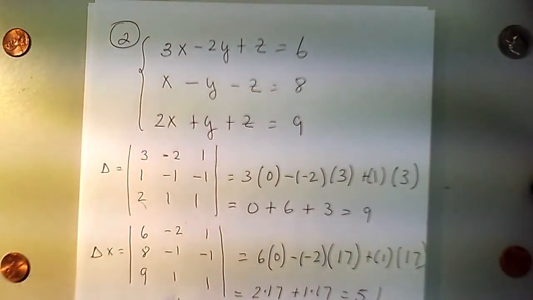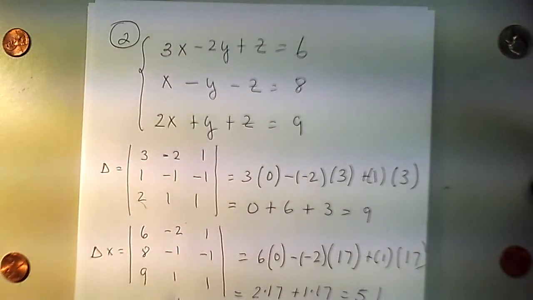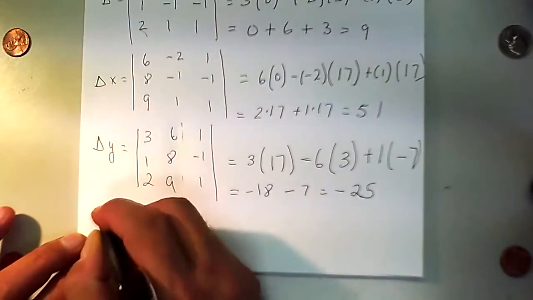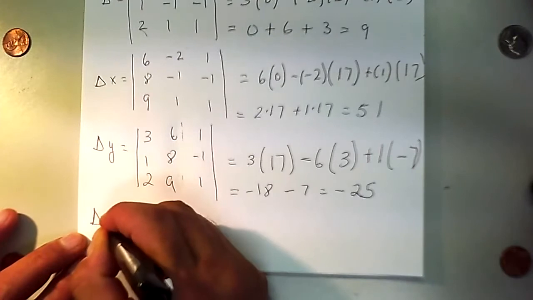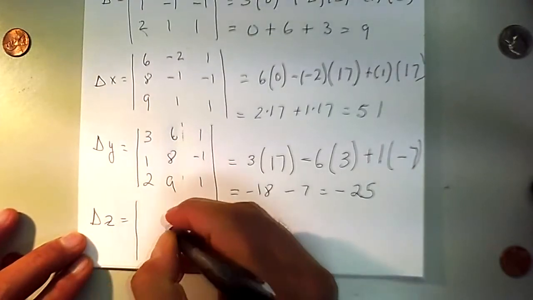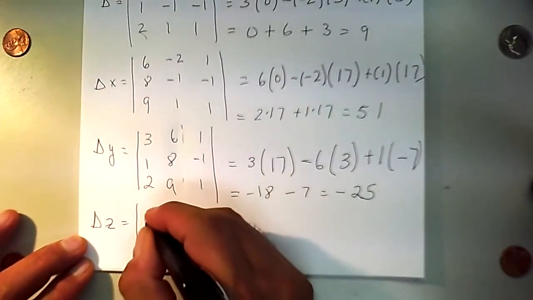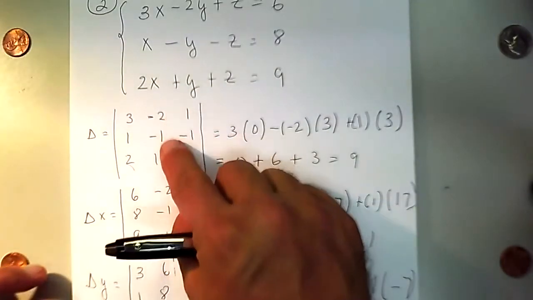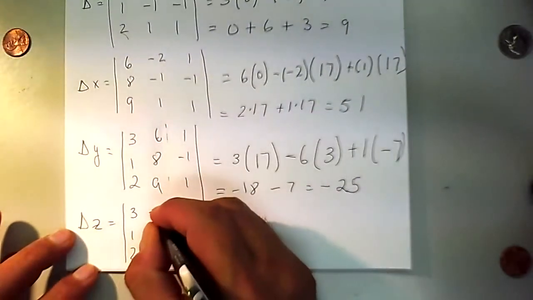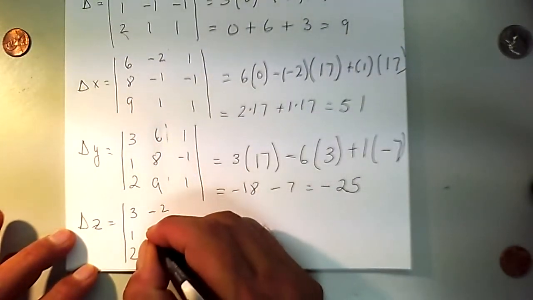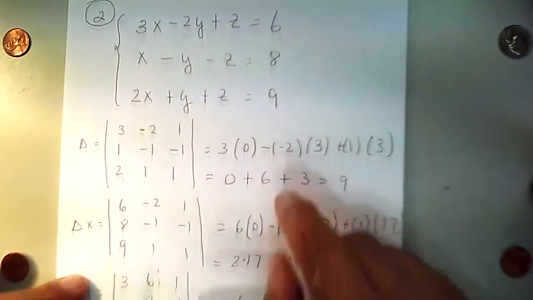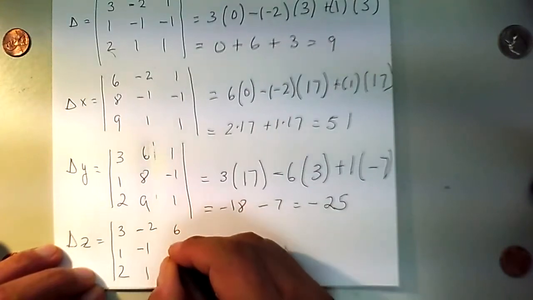That's an algebra 1 kind of problem, but we're not going to do that. We could, and that should give us the correct answer. We're going to continue with determinants. So the determinant in z is going to contain 3, 1, 2. We're going to go back to negative 2, negative 1, 1, and then 6, 8, 9.